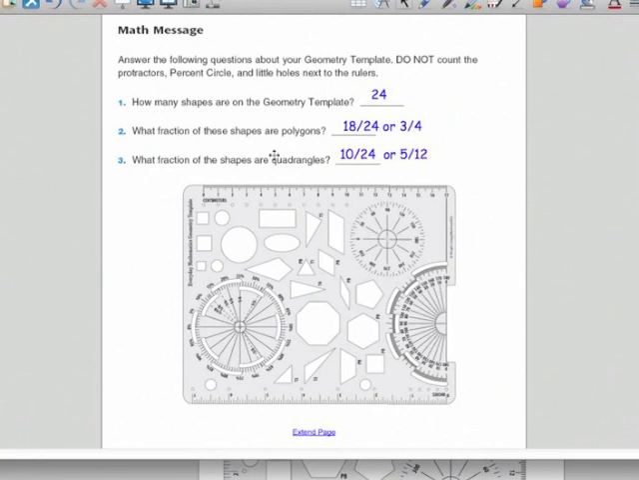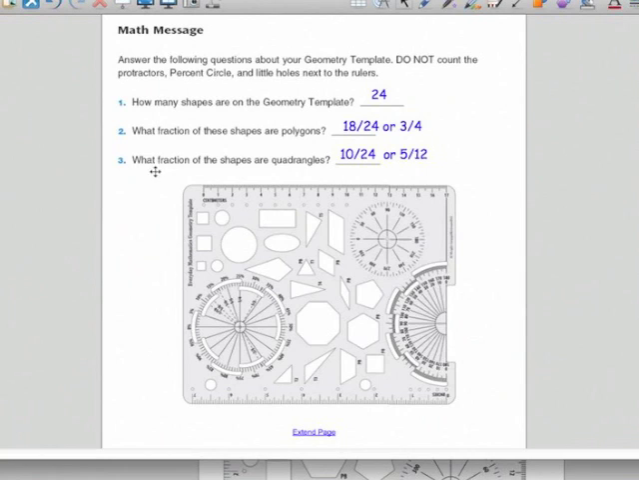What fraction of these shapes are polygons? Polygons, remember, do not have curved edges. So you've got to not count your circles and ovals. And I believe there are 18 out of 24. If you reduce that fraction, it's the same as 3/4 because you can divide 18 and 24 by 6. 18 divided by 6 is 3. 24 divided by 6 is 4, so 3/4.